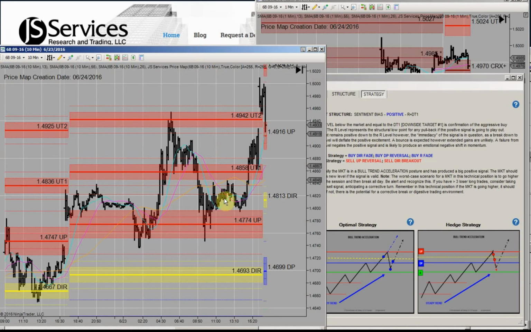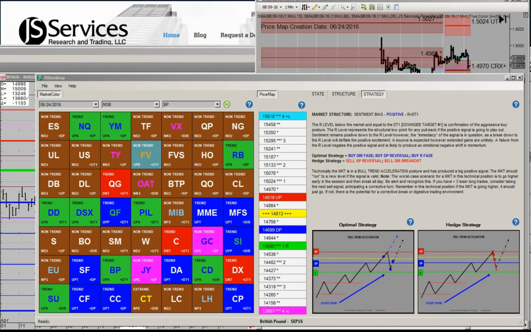Here's the prior session's action. This is the big positive signal that generated the buy breakout, and then we're coming into the new session and the market is opening higher. Now I want to bring in some new monthly structure to show how the monthly and the daily structure can work together.